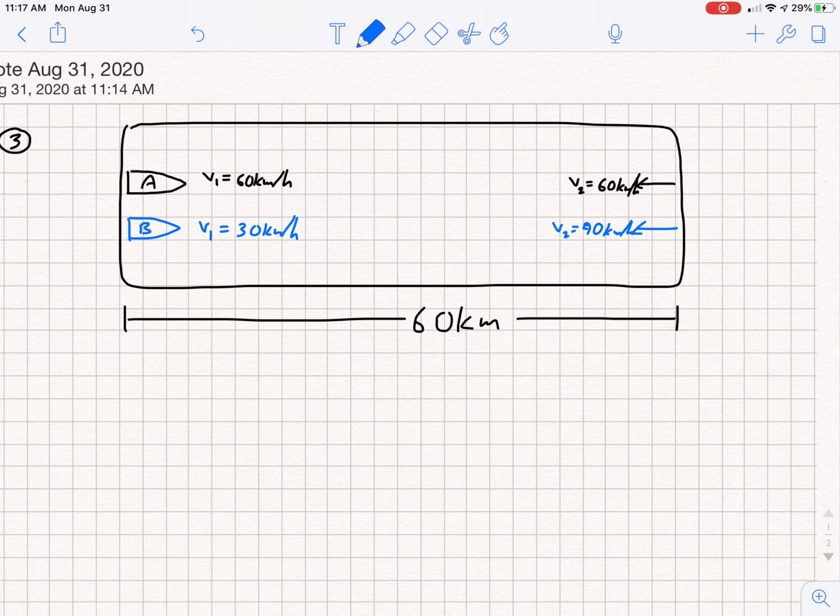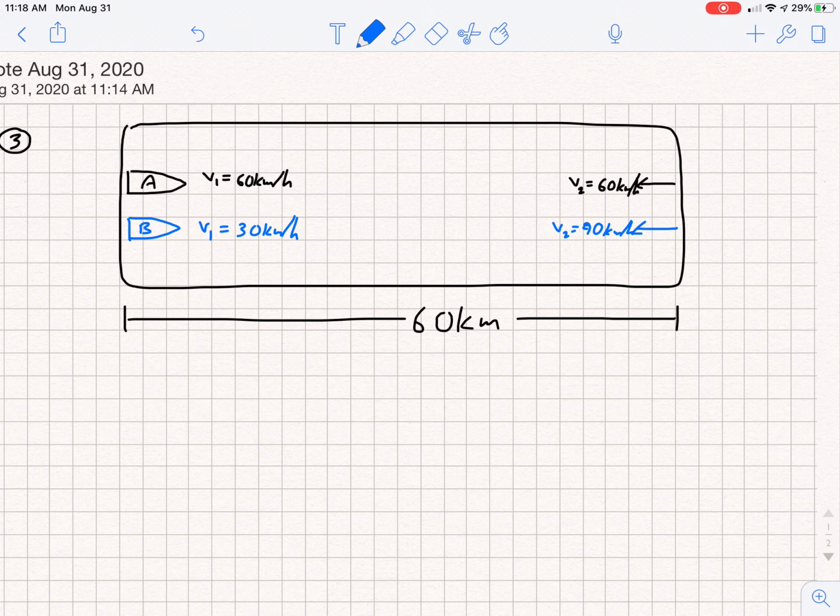Okay, so how do we figure out who wins a race? Well, it turns out the winner of a race, of course, is the one who completes it in the smallest amount of time, the shortest time. So ultimately, we have to solve for time, total time for both boats.